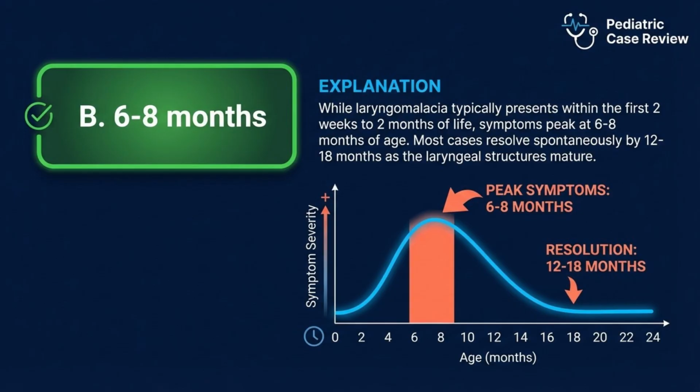The symptom severity graph demonstrates that while symptoms appear very early in life, they progressively worsen and peak around 6 to 8 months of age. Following this peak, most cases resolve spontaneously by 12 to 18 months as the laryngeal structures naturally mature and strengthen.